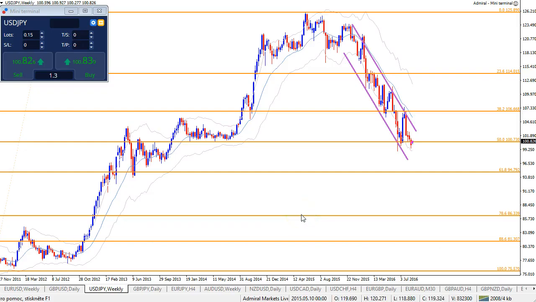Let's start with the dollar yen weekly chart. Price is still at the 50 fib, and if price manages to break through the 100 level, then there is a good chance it could fall down to 95, which is the 61.8 fib, and there could be a bearish breakout trade with the downtrend channel. However, there's also a good chance that price is going to bounce at this 50 fib. This could be the initial bounce.